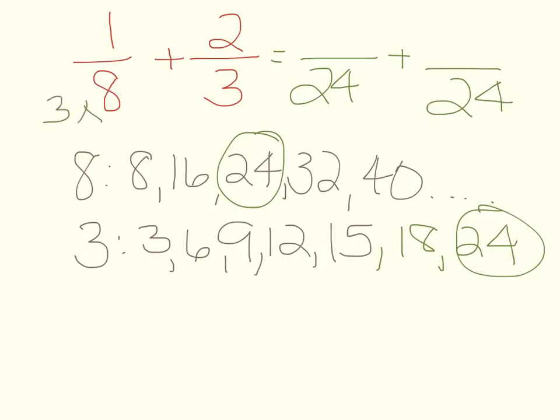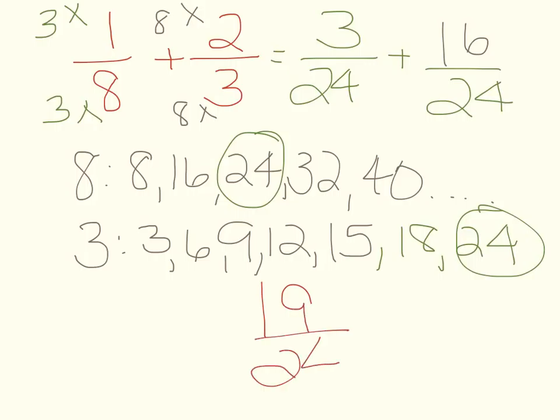Whatever you do to the bottom, you have to do to the top. So we multiply the top by 3 and get 3. Then I say, what did I do to 3 to make it 24? I multiplied it by 8. So that means I multiply the top by 8 and get 16. So my final answer is 19 over 24.